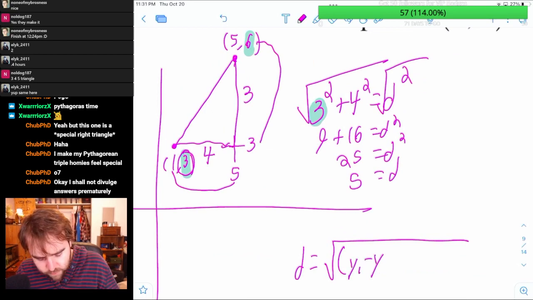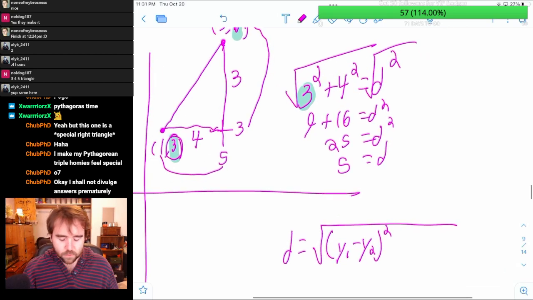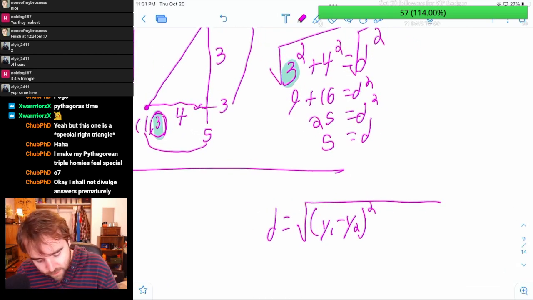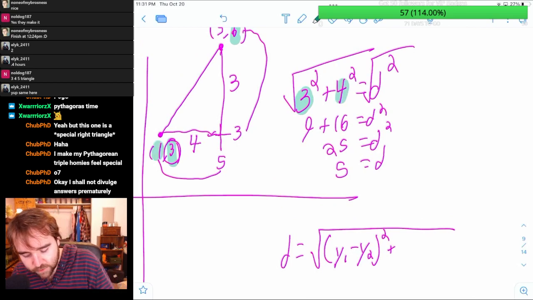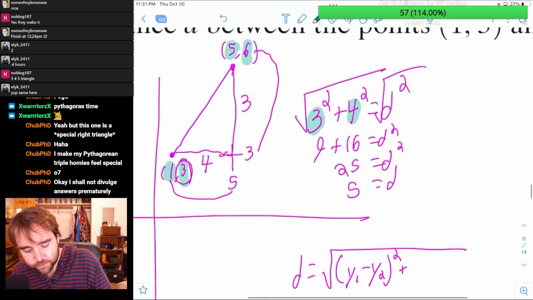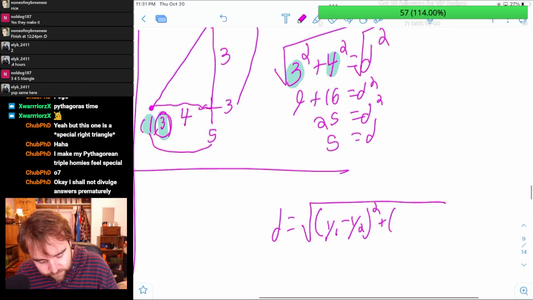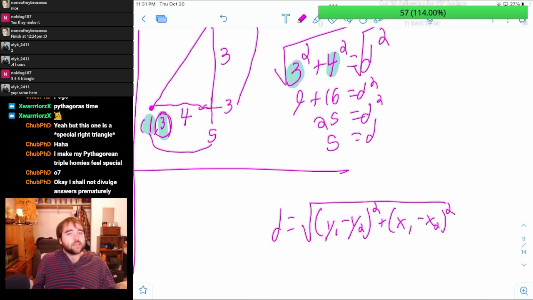It doesn't even really matter which one you do first, y1 minus y2. And then how did we get the 4? Well, we got the 4 by doing this difference in the x values. So that's just the difference in the x values, x1 minus x2. And that's how you get the distance between any two points. So that's the distance formula.